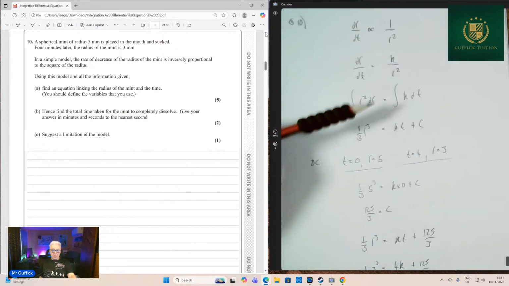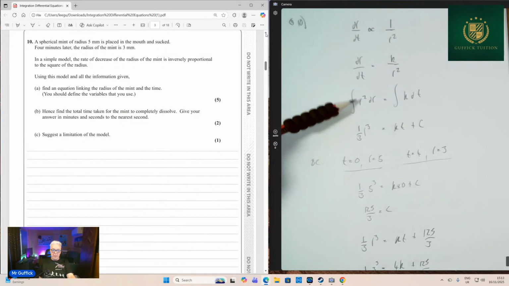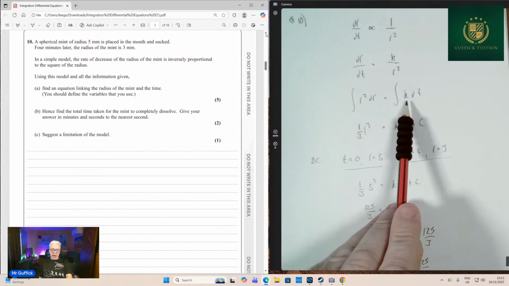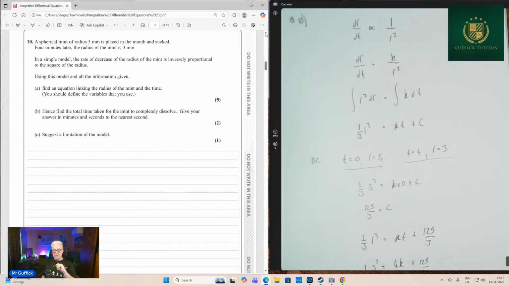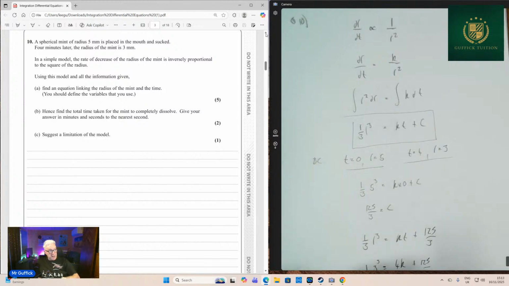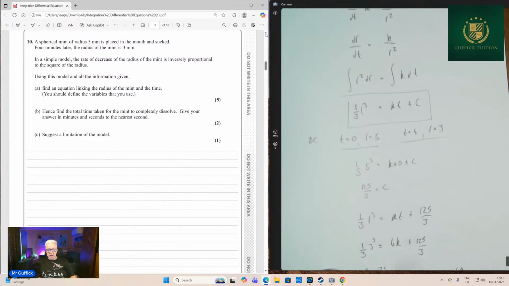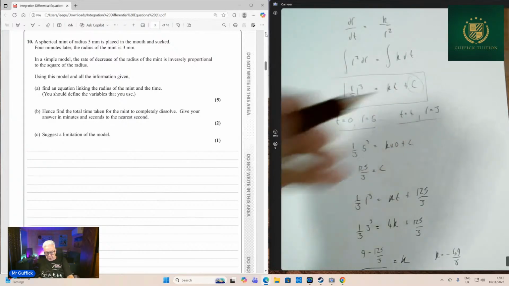So yeah, I'm going to raise the power by 1 now and divide by the new power. So raise the power by 1, divide by the new power, and the k dt is going to go to kt plus c. So we've basically integrated. Now, this is what we call our general solution. That's our general solution. And we need a boundary condition in order to be able to work out what the constant is.